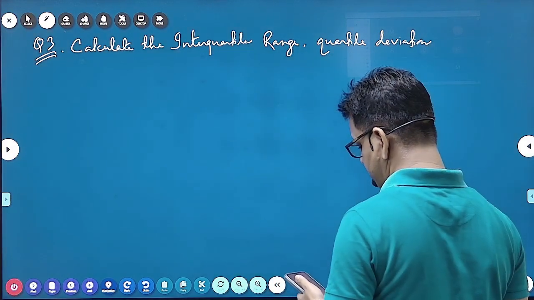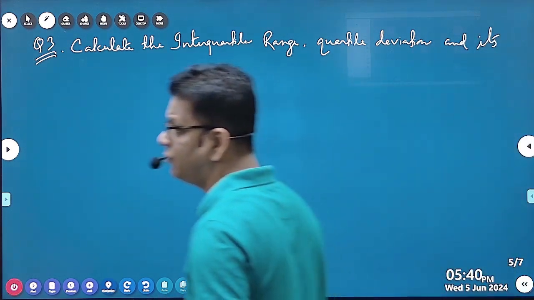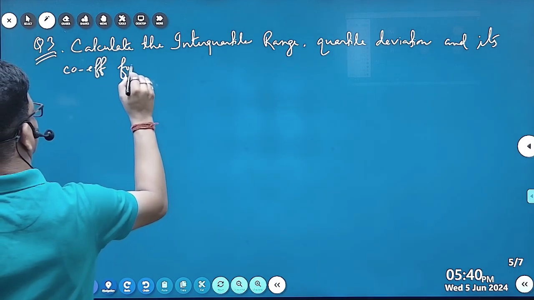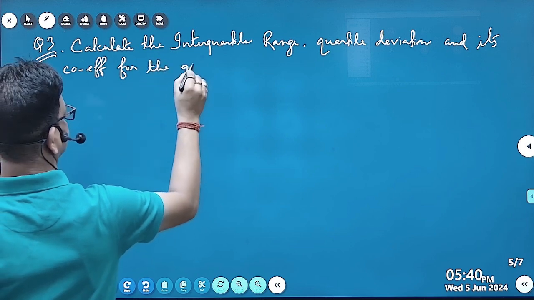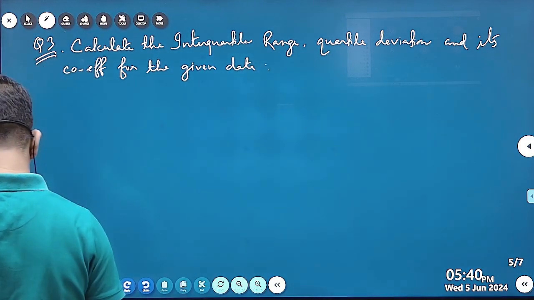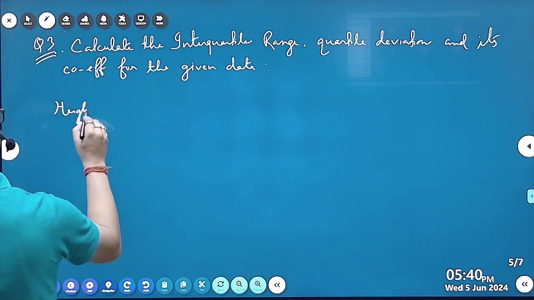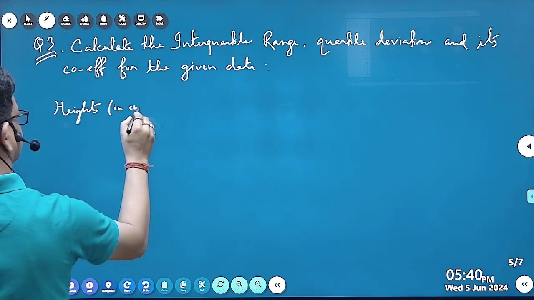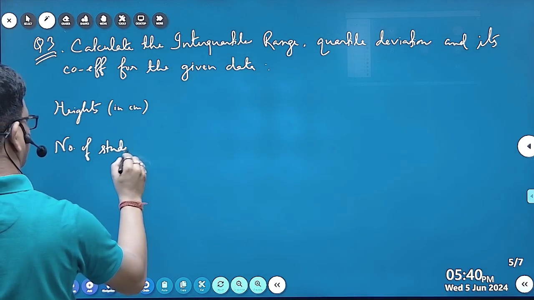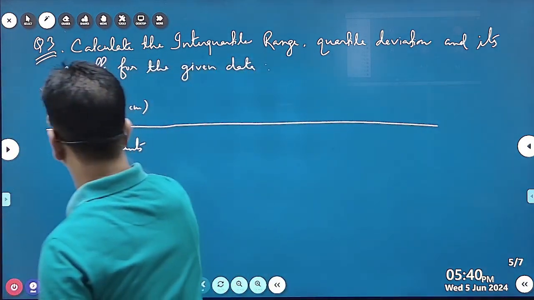These formulas you should know and put it. And its coefficient for the given data. Okay, so suppose the data is height in centimeter, and this is number of students. Okay, so the table comes this way in the exam, so I'm also trying to draw it this way.